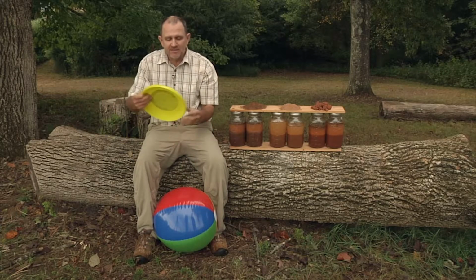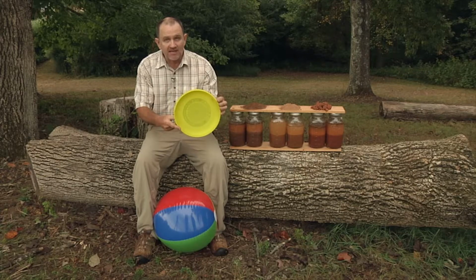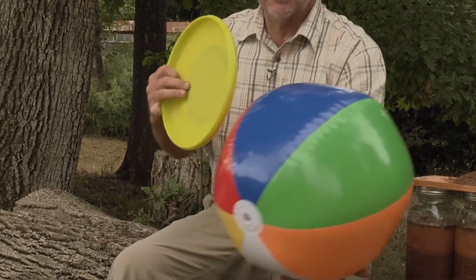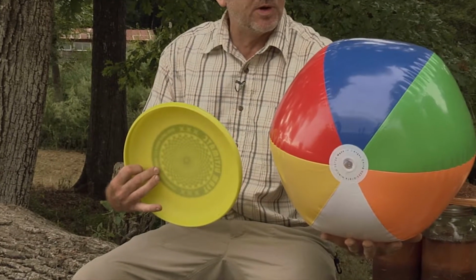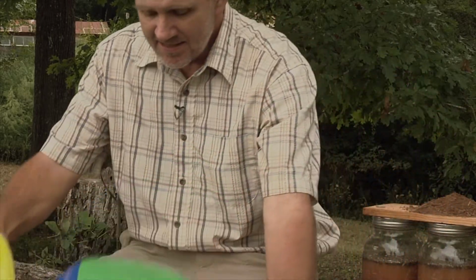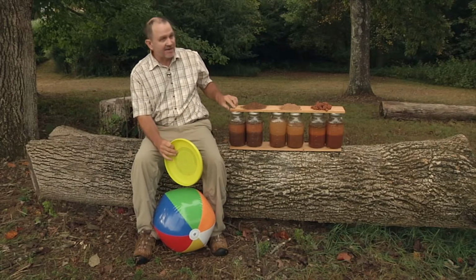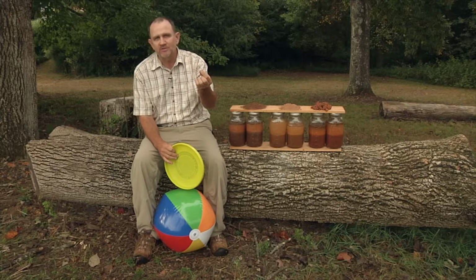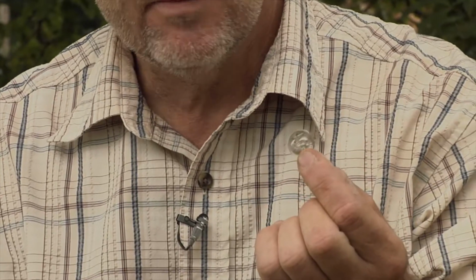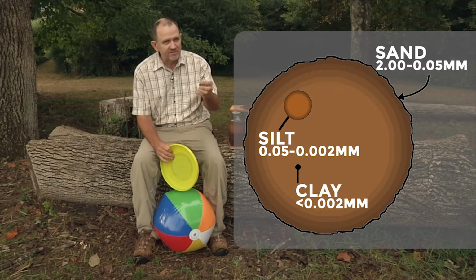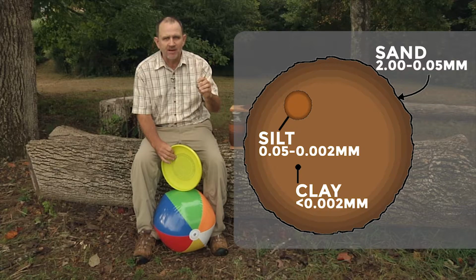And then the frisbee is the next size class. This would be the silt, which would be obviously a little smaller than the beach ball, and I probably needed a slightly bigger beach ball to make this a perfect analogy. And then the third thing that we use in that analogy is the dime, and the dime represents the size particle of clay. We use this analogy because it helps people to understand a little bit about things that are going on.